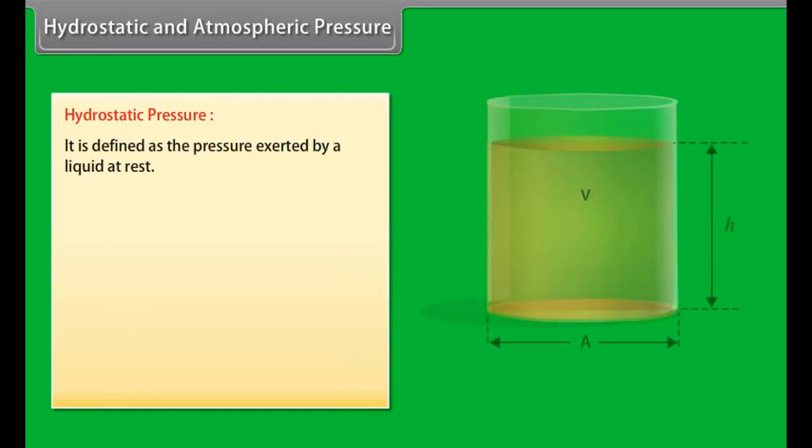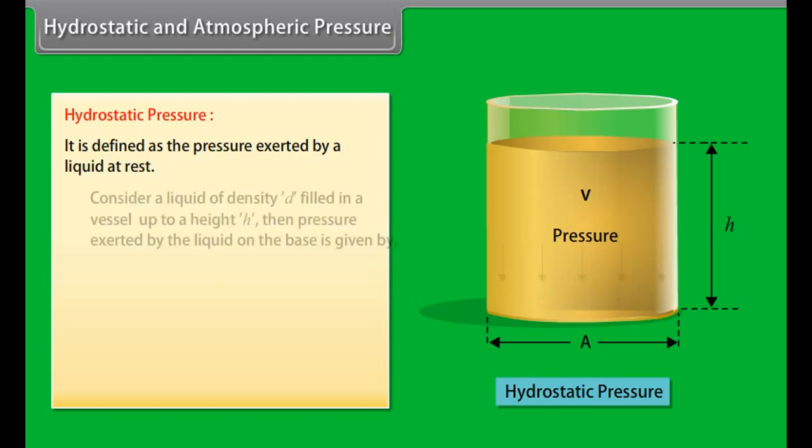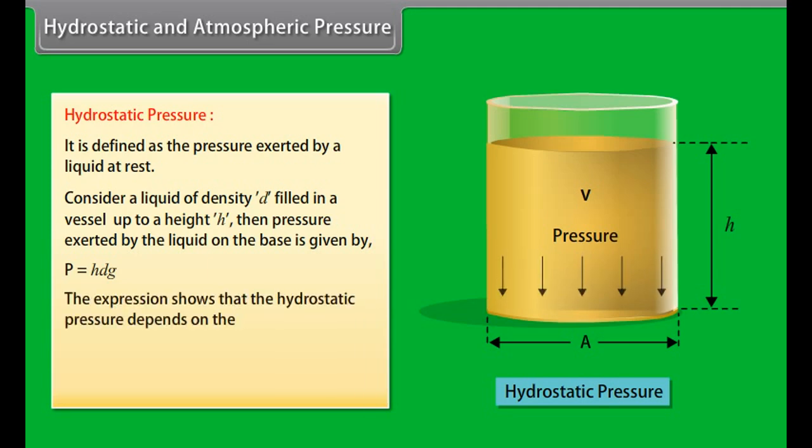Hydrostatic and atmospheric pressure. Hydrostatic pressure is defined as the pressure exerted by a liquid at rest. Consider a liquid of density d filled in a vessel up to a height h. Then the pressure exerted by the liquid on the base is given by P is equal to h d g. The expression shows that the hydrostatic pressure depends on the vertical height of the liquid and the density of the liquid.